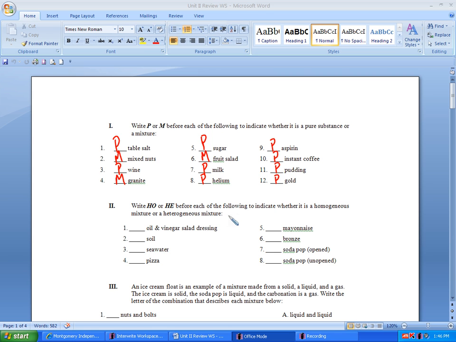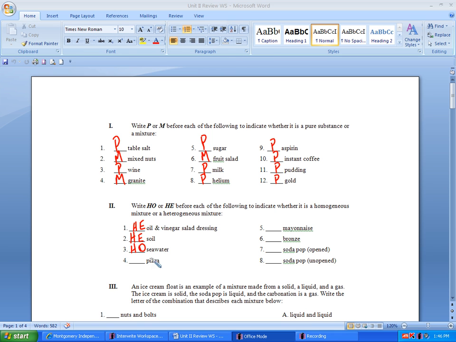Section 2 says write HO or HE before each of the following to indicate whether it is homogeneous or heterogeneous. Well, oil and vinegar is heterogeneous because you have to shake it up to get the oil to distribute in the vinegar, and then it only stays for a while. Soil is heterogeneous. You have rocks, you have dirt, you have fossils, you have leaves, you have all kinds of stuff in soil. Seawater, I said that seawater was homogeneous.